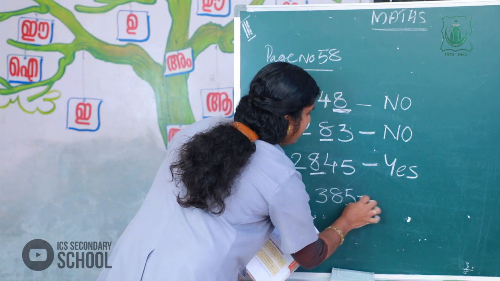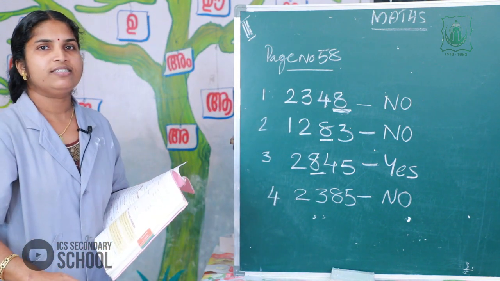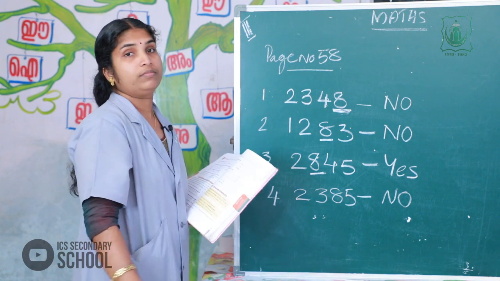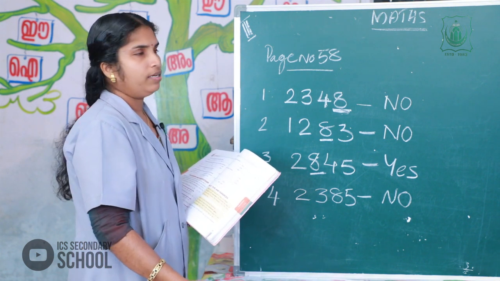2385. Number 8 is in the 10 place, so we write it as 8. Okay. Have you finished? Yes.